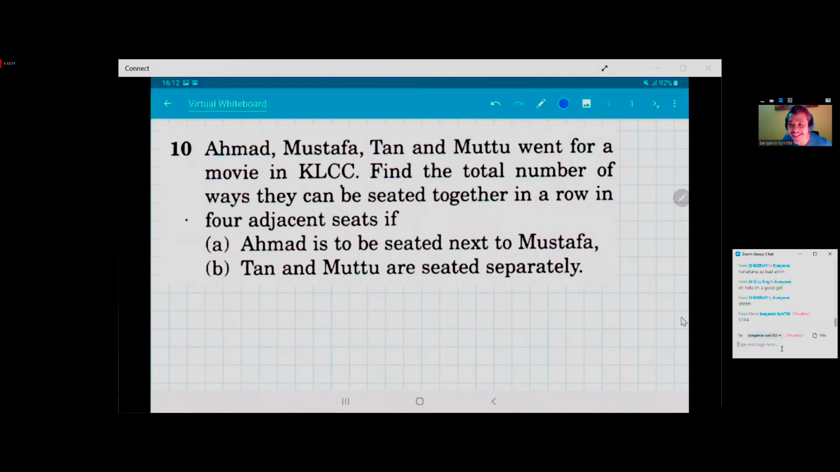Hungry already. Haven't eaten lunch. It's okay. Don't eat too often. Otherwise, gemuk. Aliyah. Okay. All right.